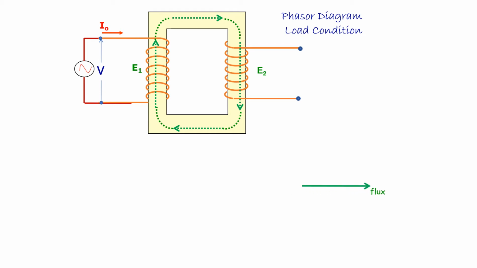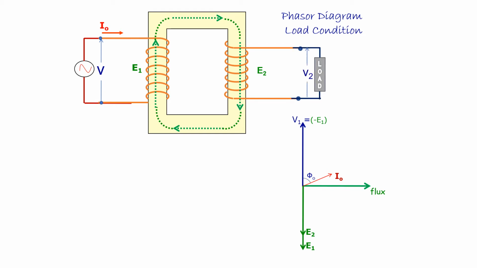Let us start drawing the phasor diagram. Flux is taken as the reference. We know the EMFs lag by 90 degrees. The input voltage V1 will oppose the E1. I0 is the no load current, which lags behind V1 by an angle of phi naught.